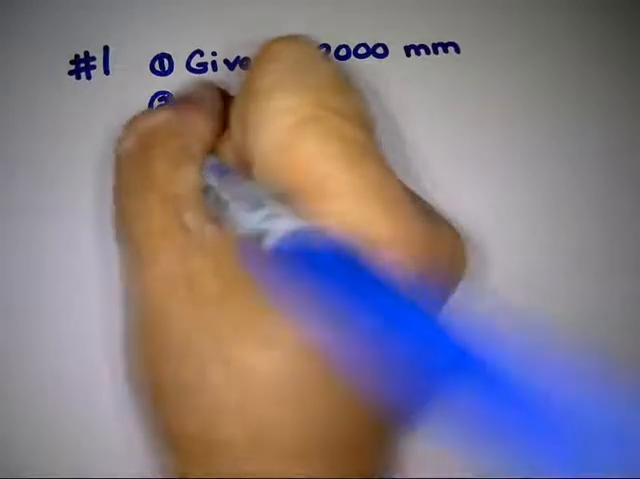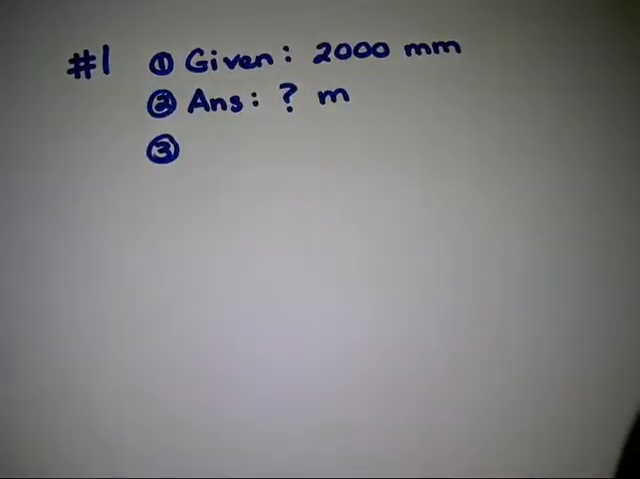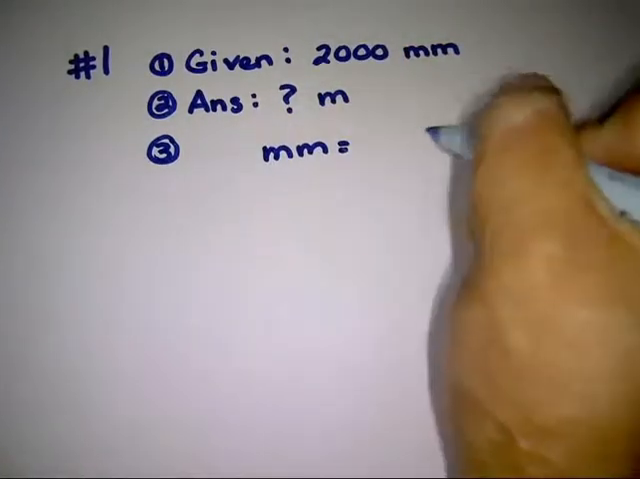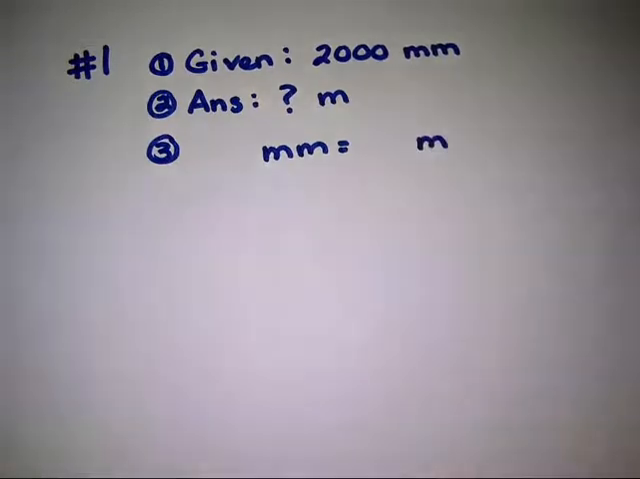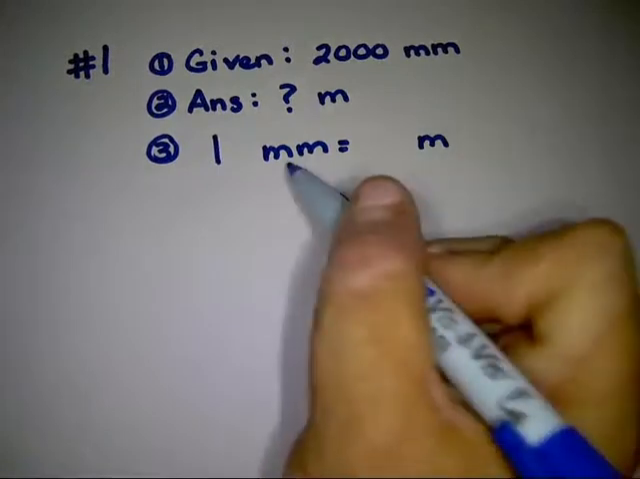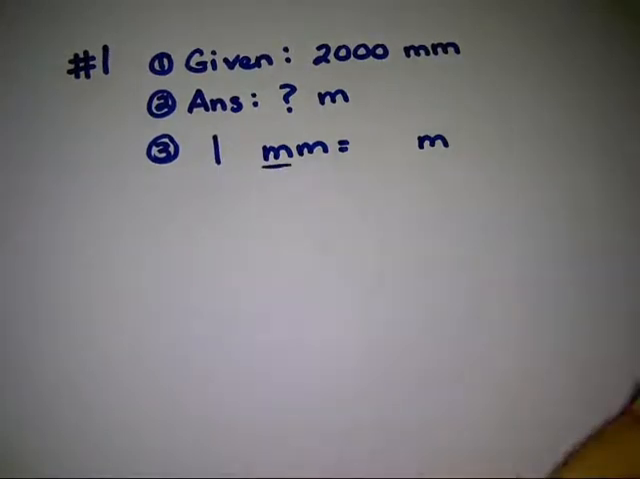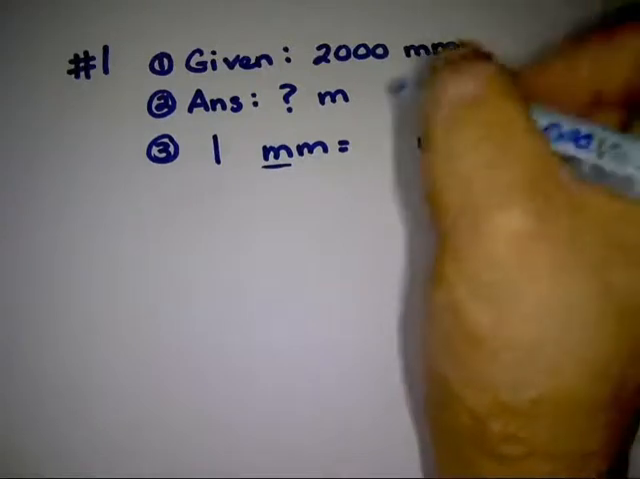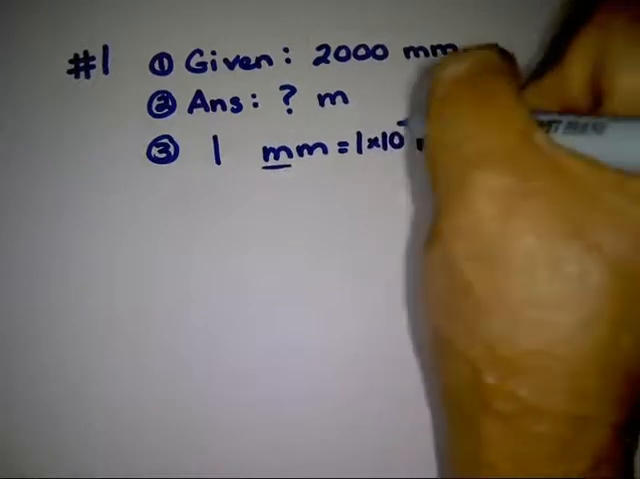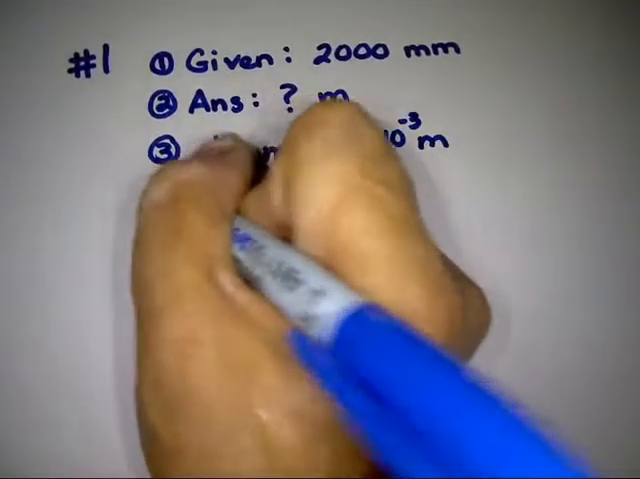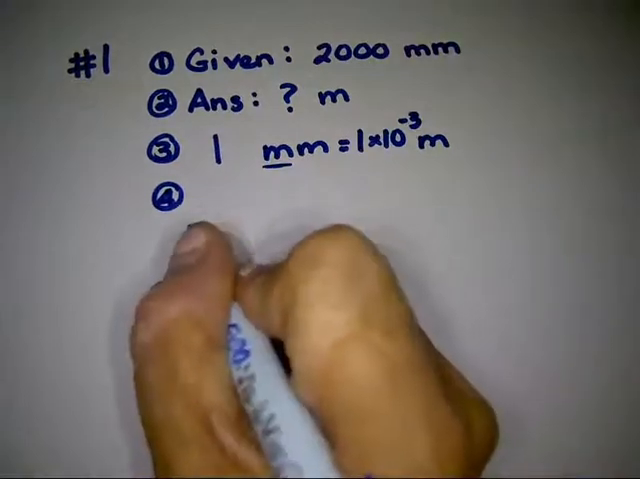The third step is a conversion factor. What you need to know is you always have to convert to and from the base unit. And in this case, our base unit is meters. You're always going to put 1 in front of the one with the prefix, which is, in this case, millimeter. And then we are going to look on the table of the prefixes and write down what it means for the base unit. So it's 1 millimeter equals 1 times 10 to the negative 3 power meter. Okay, so that's our conversion factor.